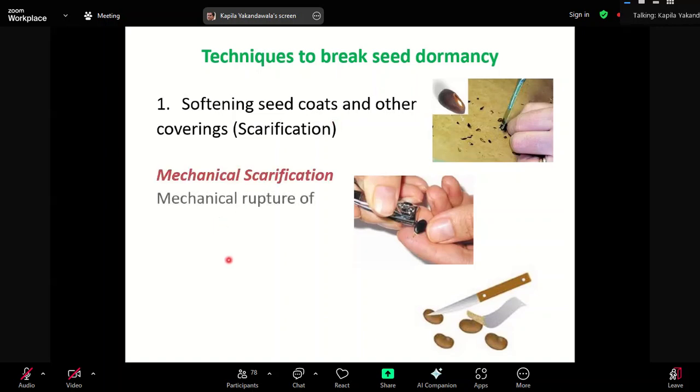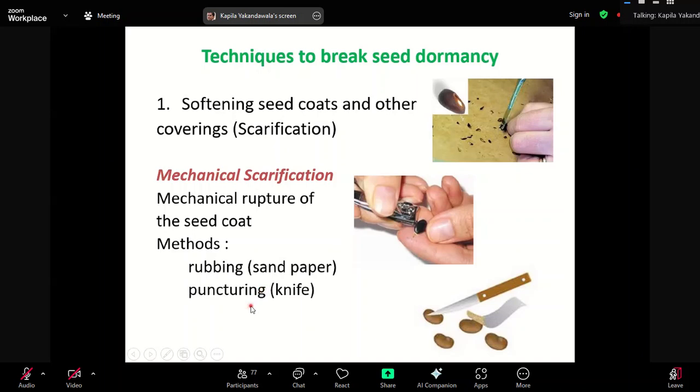There are different methods, mechanical methods. First, mechanical scarification. We can mechanically rupture the seed coat by using a knife or by using sandpaper. We can mechanically damage the seed coat, as you can see here. You can scratch it, you can use sandpaper so that you can damage the seed coat so water can penetrate in and it can trigger germination. That is called mechanical scarification. Scarification is softening seed coat, right? So first one is mechanical.